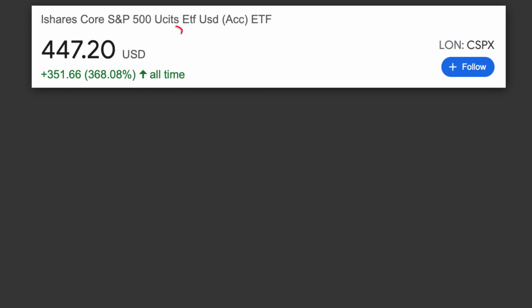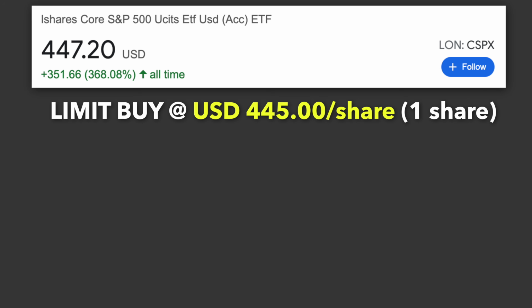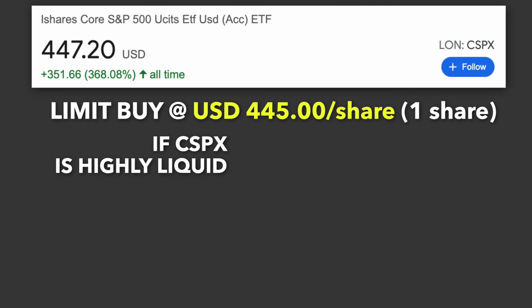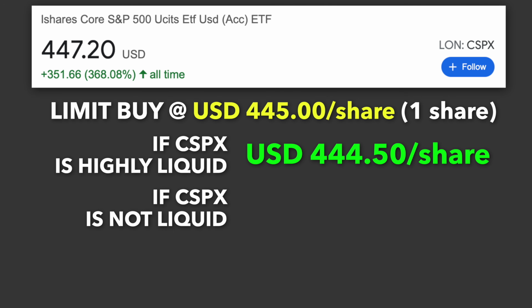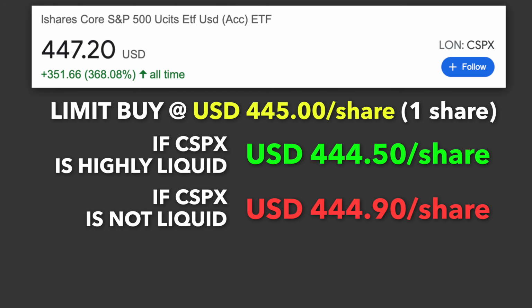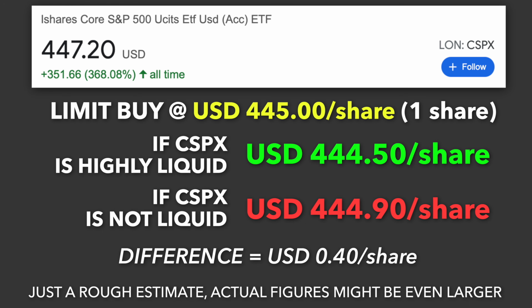Let's say this CSPX ETF is currently trading at US$447.20 per share, and you place a limit buy order for one share of CSPX at $445 per share. If CSPX is a highly liquid ETF, you might be able to buy it at, let's say, $444.50 per share. But if CSPX is a low liquidity ETF, you could be buying it at $444.90 per share, or even more. So by doing nothing at all, the higher liquidity ETF gives you that slight bit of advantage.